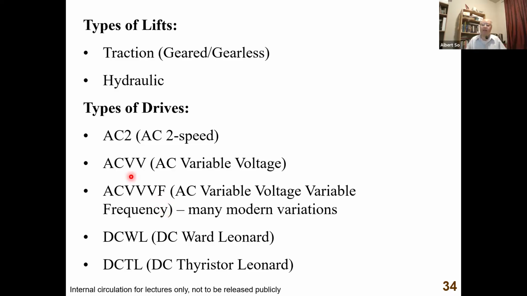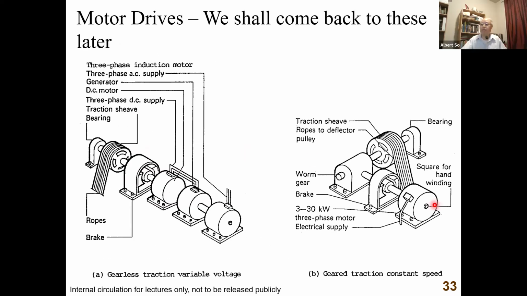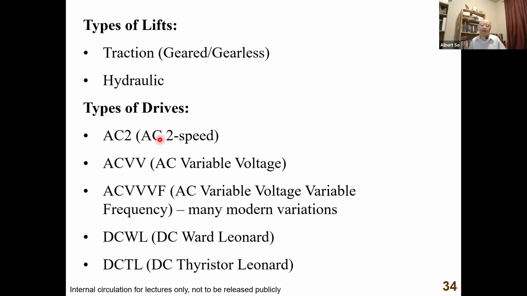And then we have AC motors. For more than half a century ago, this is a standard AC motor. AC, very low speed. It's called AC2. AC2 means there are two sets of windings on the motor, and we'll go back to this one later. One is a slow speed winding, one is a fast, high speed winding. So you energize different windings, then the motor speed will change.